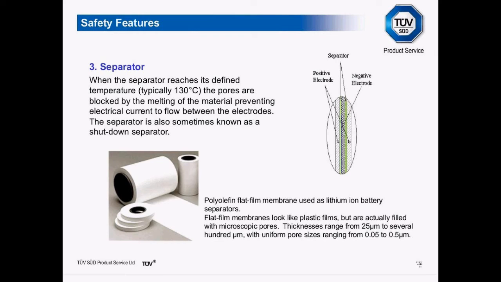We mentioned earlier the separator, which has the important function of separating the anode and the cathode. It also acts as a safety device too. When the separator reaches a defined temperature, typically 130 degrees, the pores are blocked by the melting of the material, so this prevents current flow between the electrodes. Sometimes the separator is known as the shutdown separator. When thermal runaway occurs, quite often the temperature is so extreme that the separator melts or shrinks, which then allows the two electrodes, the anode and the cathode, to come into contact with each other.